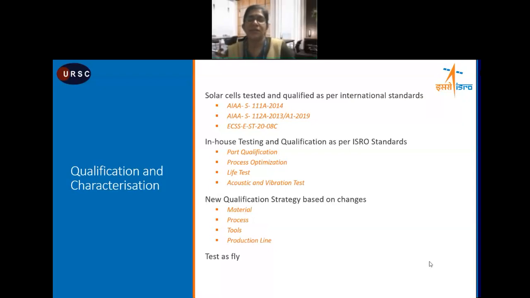The new qualification strategy is usually decided if some changes are there in the material, process, or tools. And we follow the concept of test as we fly. The test hardware, we try to keep it as identical to the flight hardware so that there are no surprises as we move ahead to the flight hardware. Next, please.